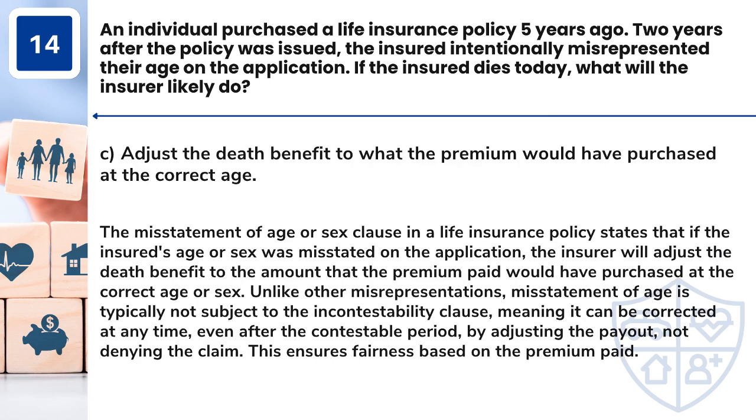Answer: C. Adjust the death benefit to what the premium would have purchased at the correct age. The misstatement of age or sex clause in a life insurance policy states that if the insured's age or sex was misstated on the application, the insurer will adjust the death benefit to the amount that the premium paid would have purchased at the correct age or sex. Unlike other misrepresentations, misstatement of age is typically not subject to the Incontestability Clause, meaning it can be corrected at any time, even after the contestable period, by adjusting the payout, not denying the claim. This ensures fairness based on the premium paid.